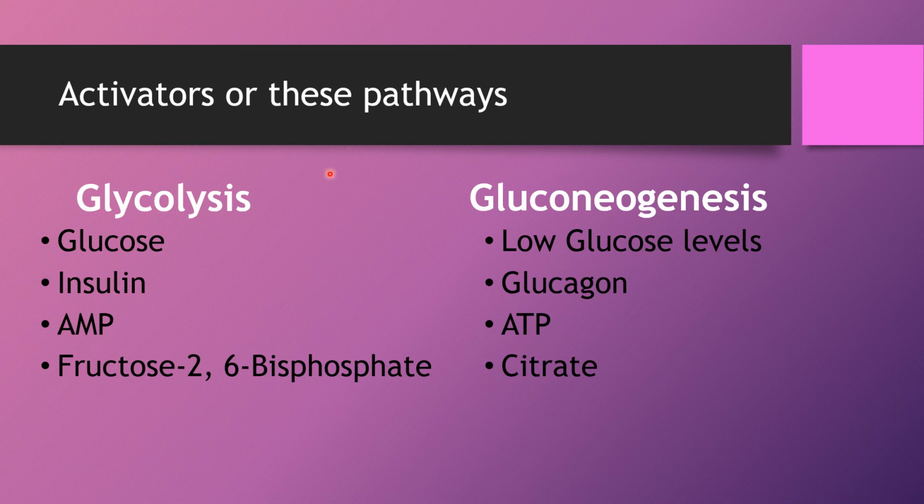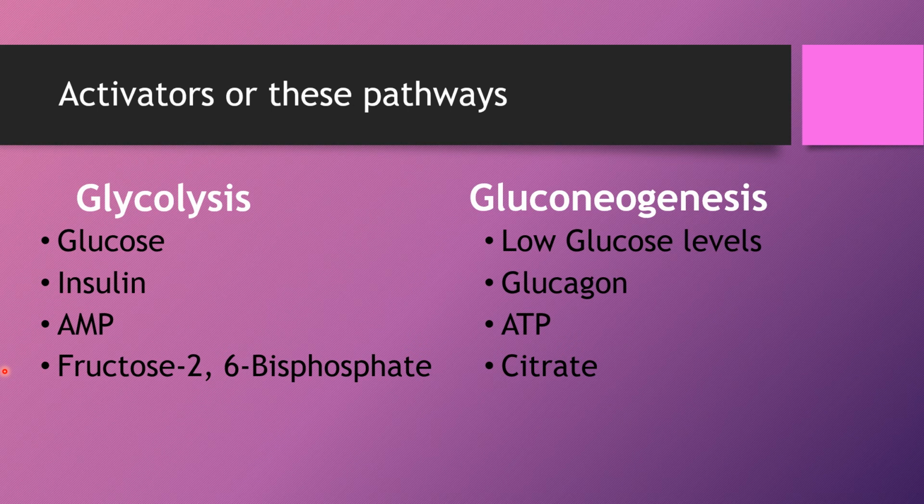Glycolysis activators are glucose, insulin, AMP, and fructose 2,6-bisphosphate. And this means that when any one of these is available or active inside the bloodstream, it will trigger glycolysis to start. So if you just ate a meal full of carbohydrates, your glucose levels rise, and that will trigger those cells to start making energy by glycolysis.